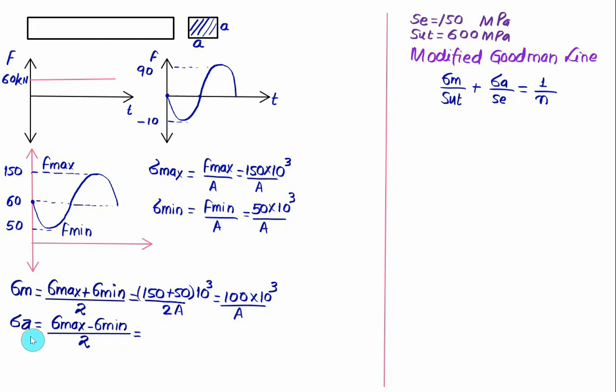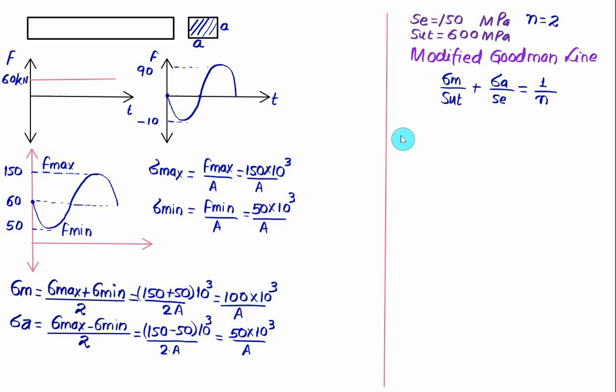Similarly, the amplitude stress is sigma max minus sigma minimum divided by 2, which is equal to 150 minus 50, with 10 to the power 3 again common, divided by 2 times the area A. 100 by 2 is equal to 50, so it is 50 into 10 to the power 3 divided by area A. Now we'll put these values back here in the modified Goodman line. Sigma m is equal to 100 into 10 to the power 3 divided by area.